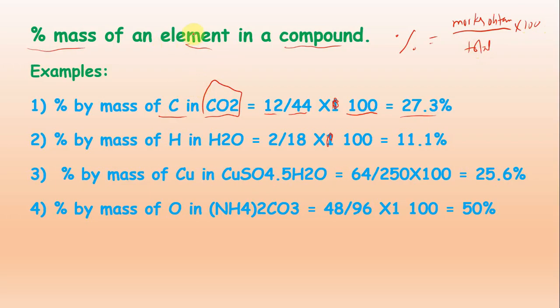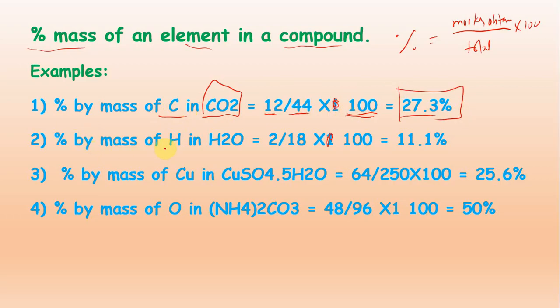Percentage by mass will be, suppose that will be the marks obtained, and the total marks will be the mass of the compound. Like the mass of the carbon, that is 12, divided by the total mass of the CO2, that will be 44, and then it will be multiplied by 100. We will get this answer.